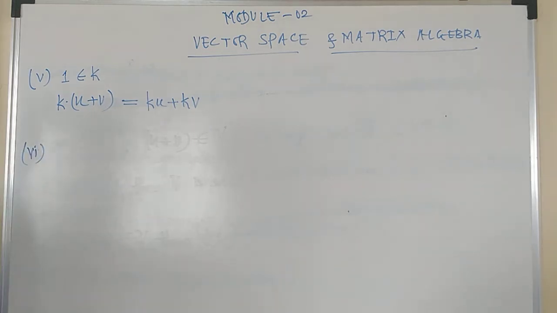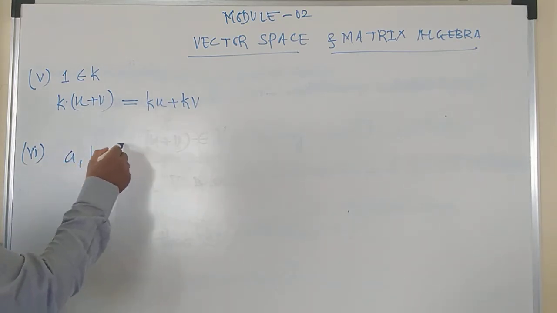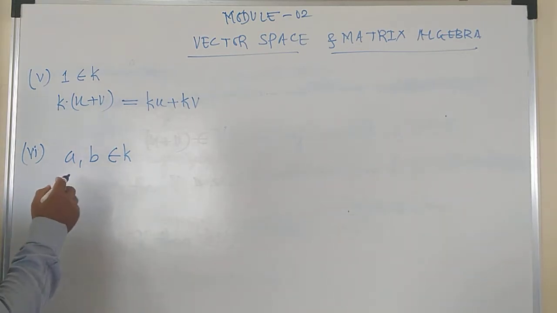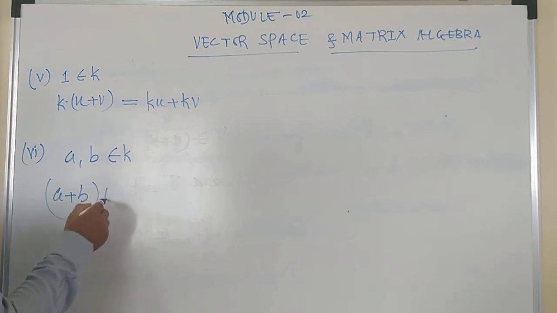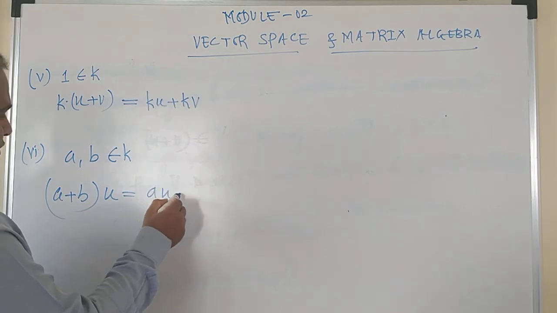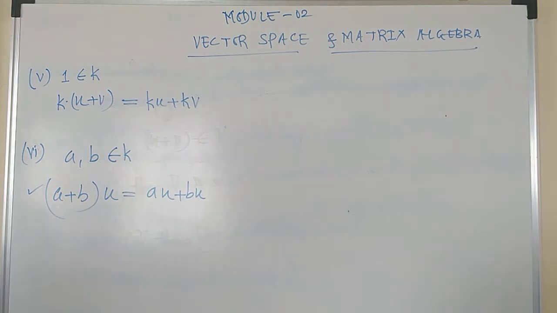The sixth axiom that must be followed is, suppose a and b are two scalars which belong to the set of scalars k, and if the addition of the two scalars, that means a plus b, into a particular vector u, if you are able to write this in the form of au plus bu, then the sixth axiom is said to be followed. If this is followed, then the given vector space V is said to be a vector space of the given field k.